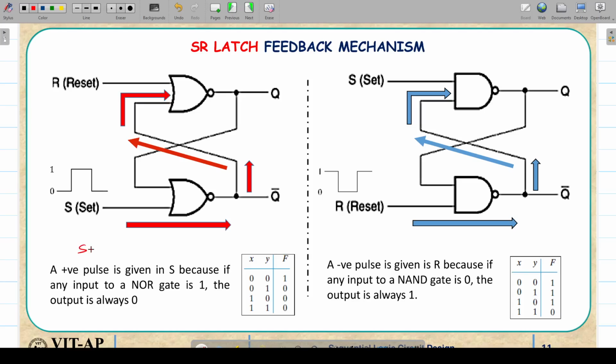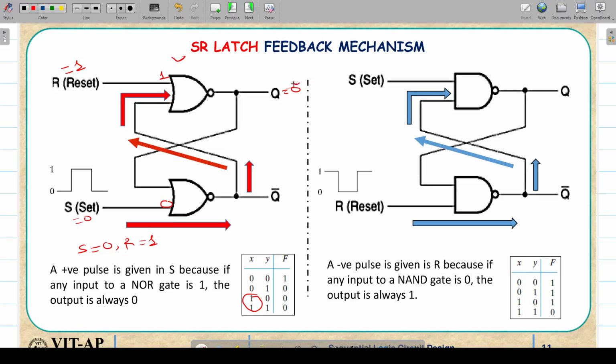Let us take a condition where S equals 0 and R equals 1. So R value is equal to 1 and S value is equal to 0, fixed here. So the input here will be 0 and the input here will be 1. Now we will look at this NOR gate. If one of the inputs is equal to 1, the other one is 0 or 1, that doesn't matter, the output is going to be 0. So here the output will be 0.